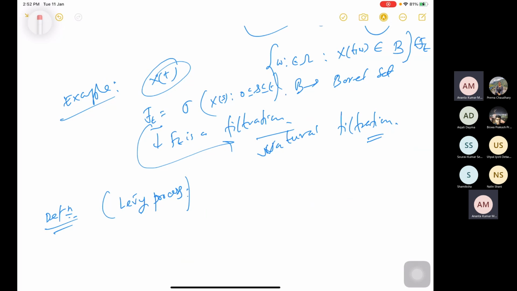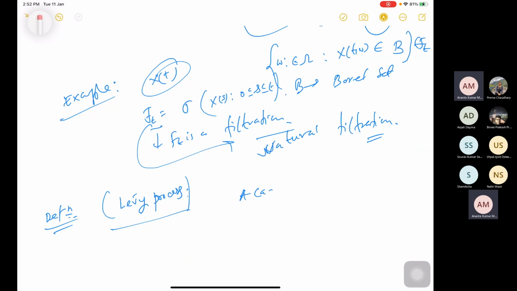Why am I defining these things? As we will see, the Poisson process and the compound Poisson process are basically Levy processes. They satisfy certain conditions. Not only that, later on I will talk about the Brownian motion, which is also a Levy process. So a Levy process is a general semi-martingale and satisfies certain properties. So what is this Levy process?